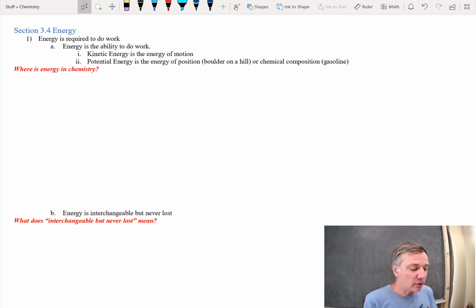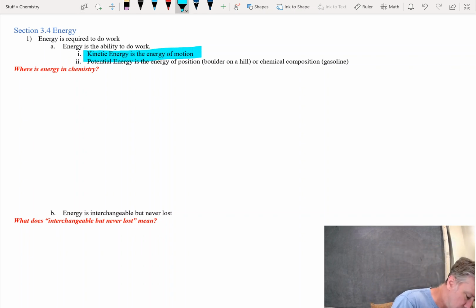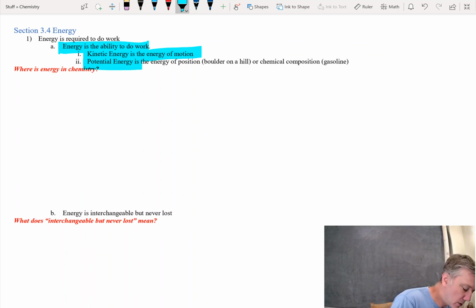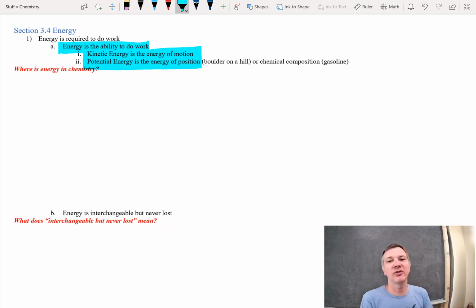Energy. Energy is required to do work. That means to do anything, we need energy. Okay? There are two types of energy. Everything breaks down to these two types of energy. Kinetic energy, which we often say is energy of motion. Then there's potential energy. Potential energy, we often talk about as stored energy.